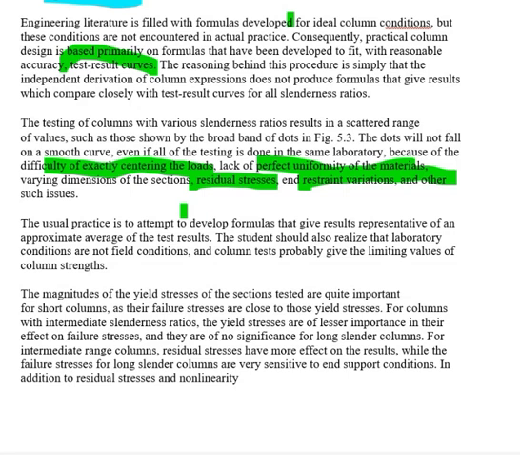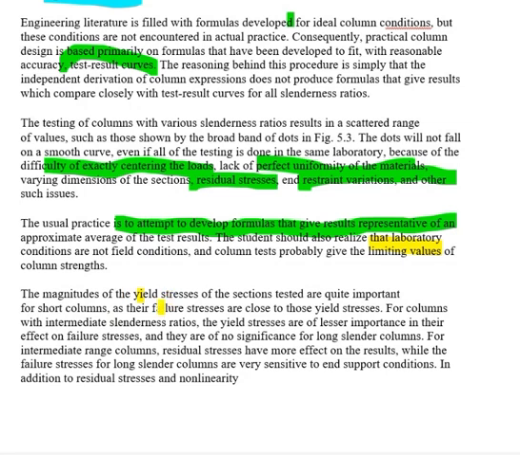The usual practice is to attempt to develop formulas that give results representative of an approximate average of the test results. The students should also recognize that laboratory conditions are not field conditions. You have to understand, laboratory conditions are not exactly the field conditions. Field conditions could vary compared to the laboratory conditions. And column tests probably give the limiting value of column strengths.